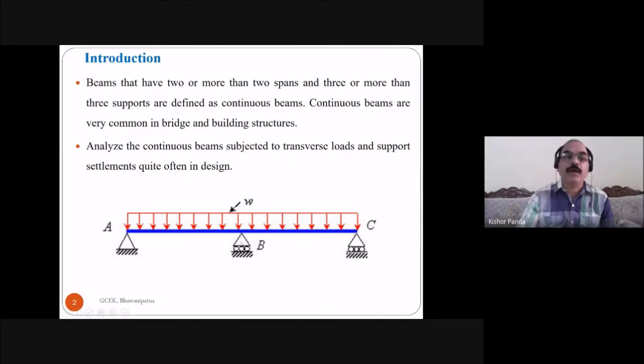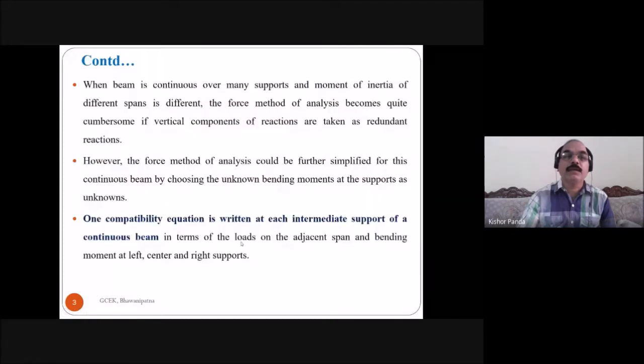That moment you have to find out using the three moment equation. So that moment you have to take as a redundant force. So this is the further simplified first method of analysis: moment at the support as an unknown or redundant force. So in this method, one compatibility equation is written at each intermediate support of a continuous beam in terms of loads on the adjacent spans and bending moment at left, center, and right support.